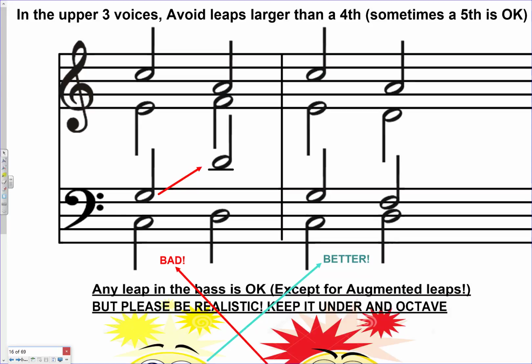So for the upper three voices, avoid leaps larger than a 4th. A 5th is okay sometimes, but we really shouldn't be part writing leaps larger than a 4th. So here are 2 measures containing the same notes, just written differently. One is written bad, one is written better. So the bad example is the first measure because the tenors are leaping by that of a 5th right here. That's a large leap. That can be avoided.